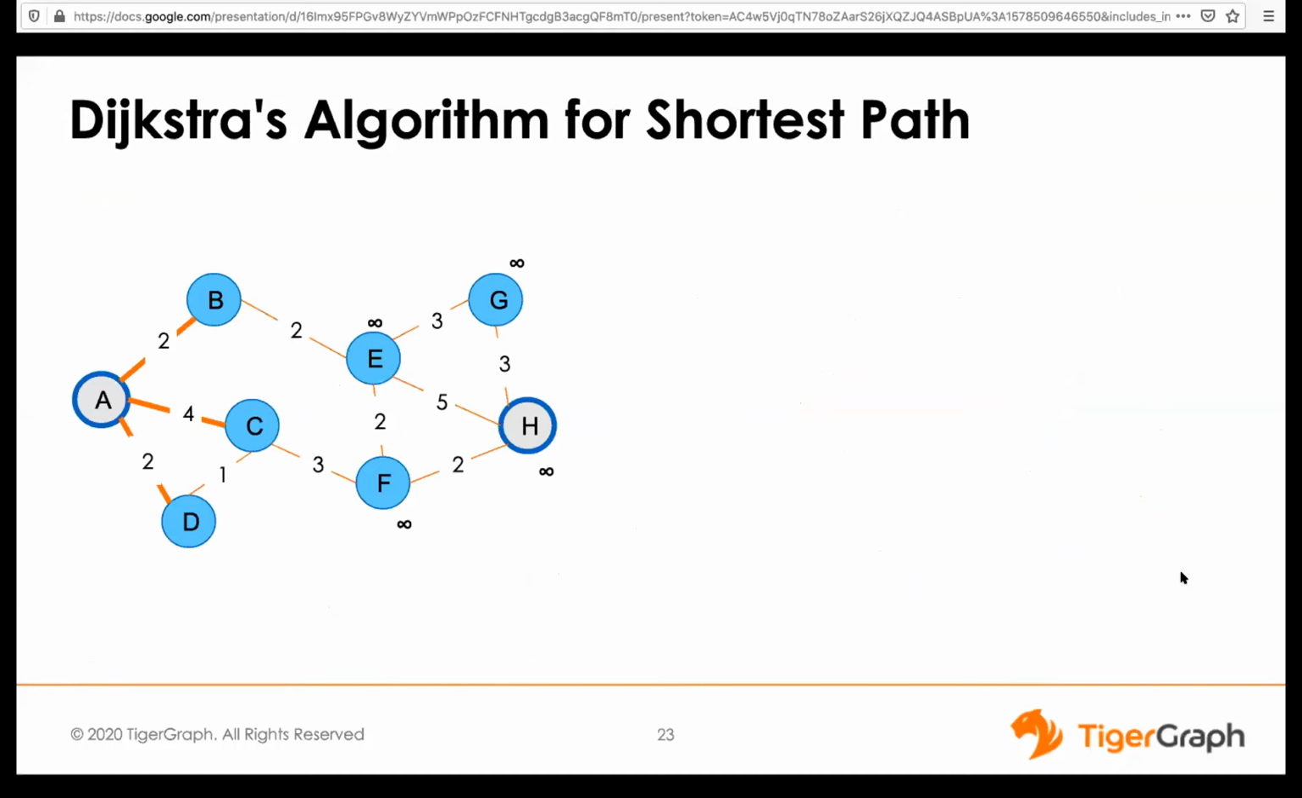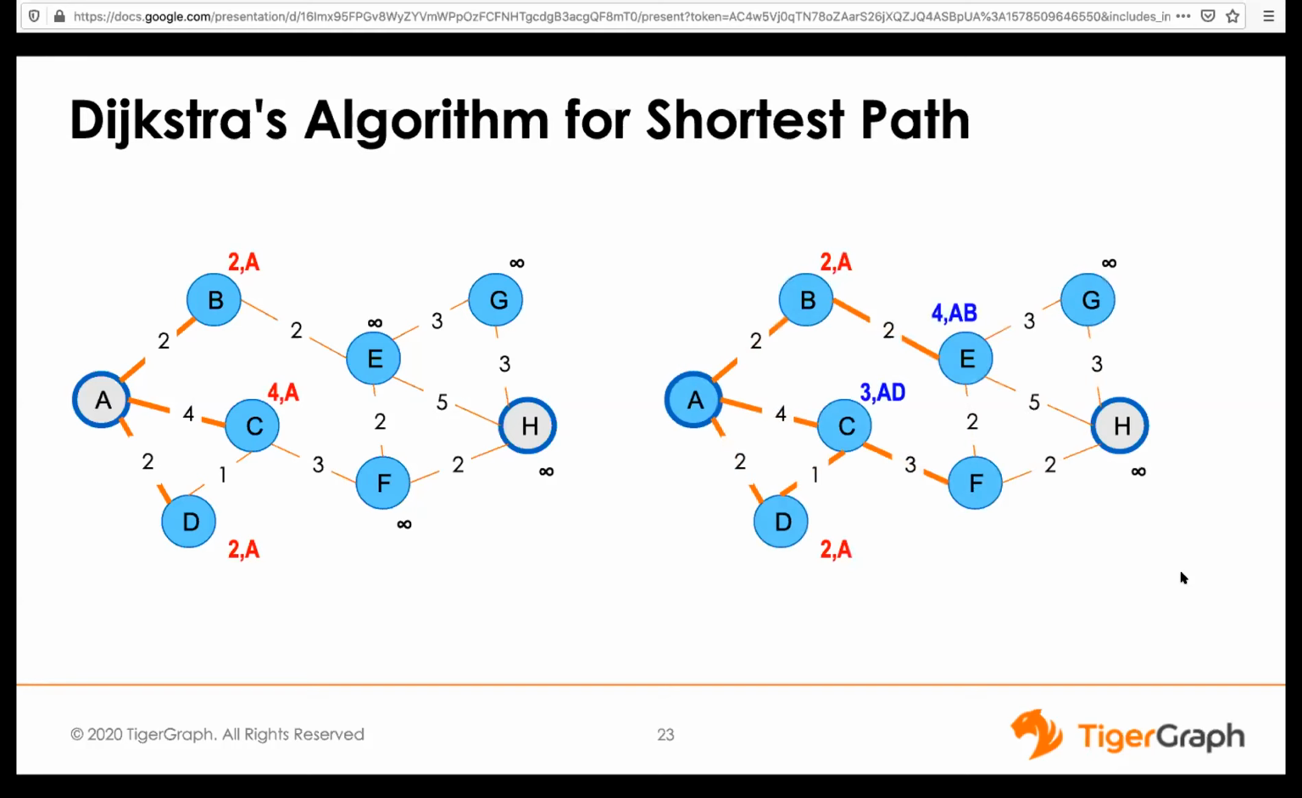So here's the initial data set, and notice I've tagged some of them with infinity. You don't see it on the first, because this is showing the first iteration. If we click, then we see on that first set, one iteration tells me I can get to B with distance 2, and again from A. If you go to the second iteration, you'll see that I can get to E with a cost of 4, and the path is A to B.